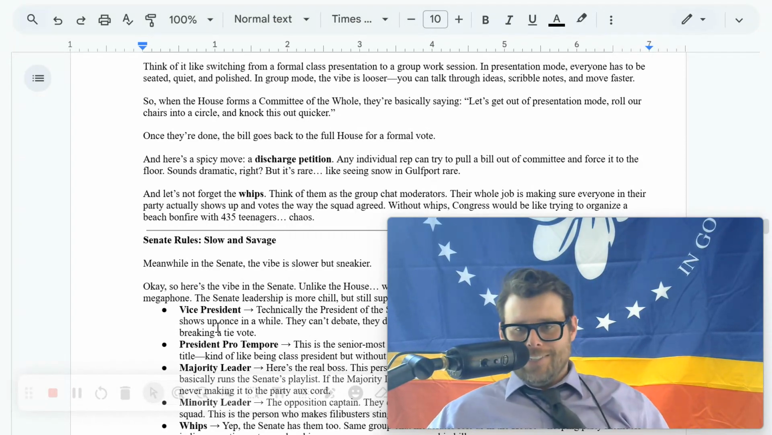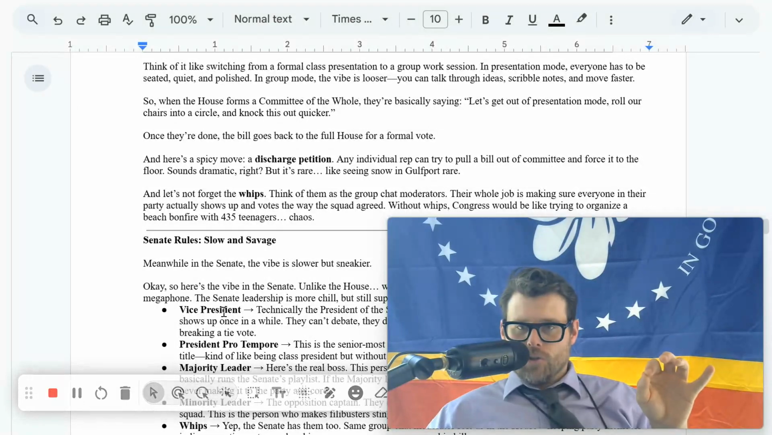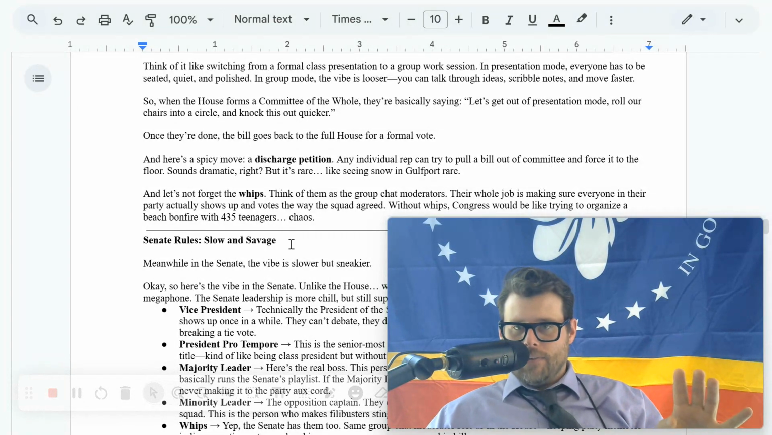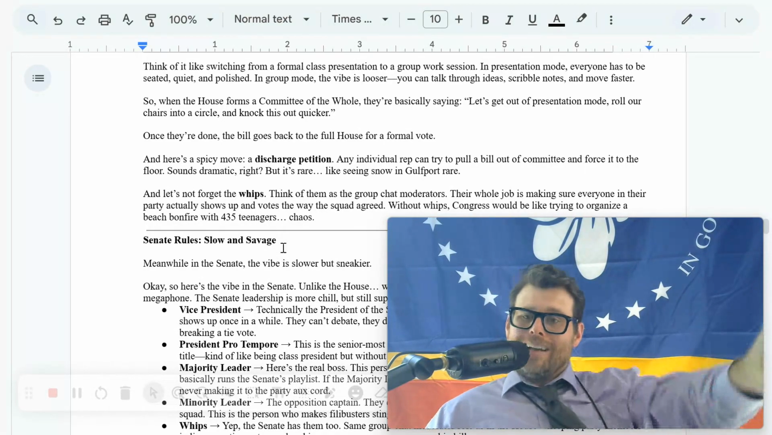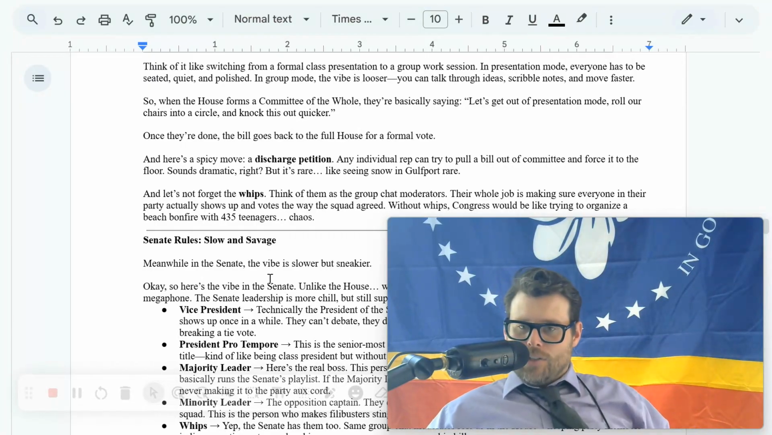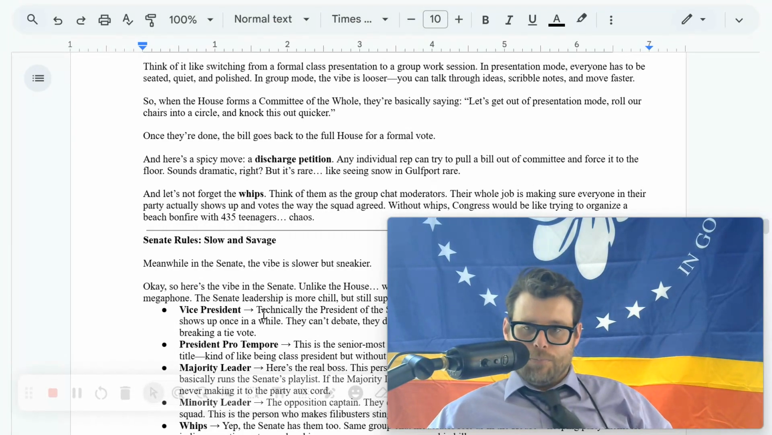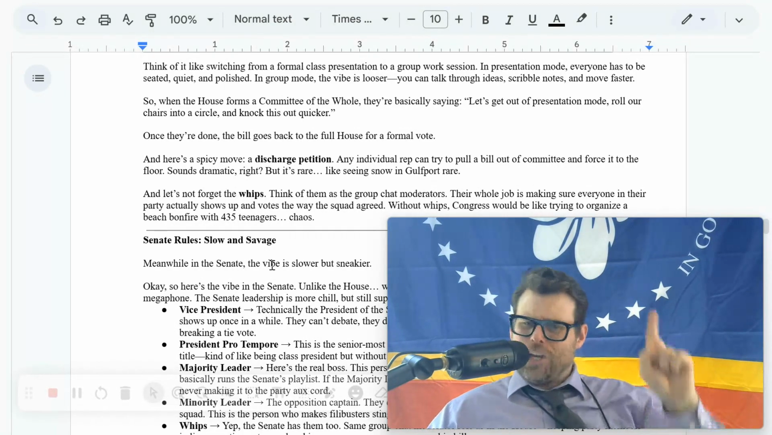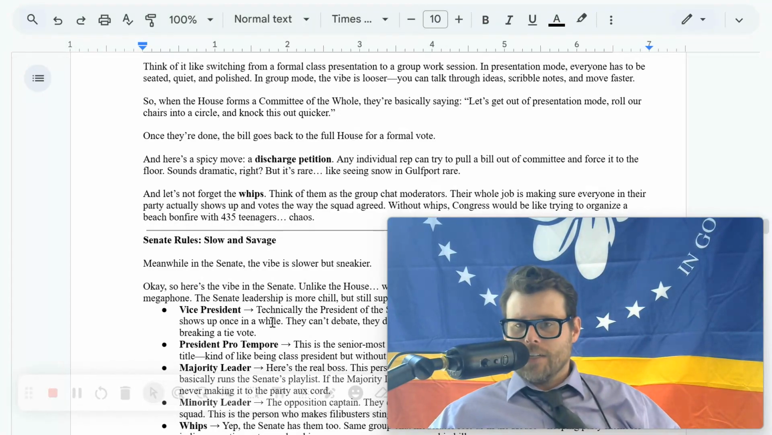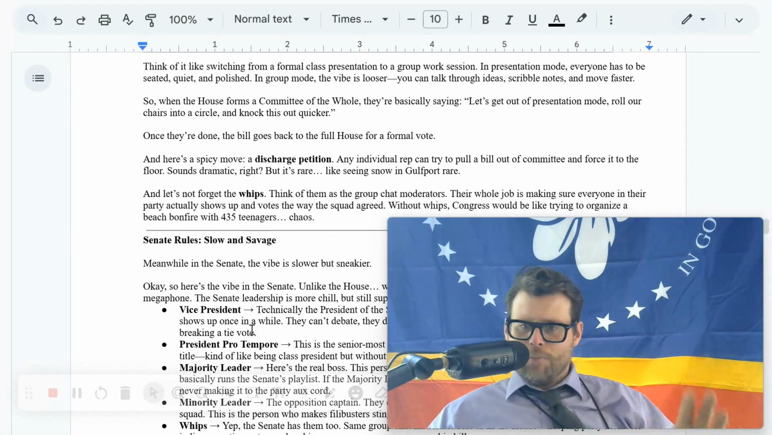And here's a spicy move, right? There's a discharge petition. And we need to know discharge petition because any individual representative can try to pull a bill out of a committee, a reluctant committee. Say this committee doesn't want to send it and eject it to the floor for debate. They just can't figure it out and they don't want to send it out, right? So a discharge petition discharges it, ejects it out of that committee who has it closed behind doors, and forces it to the floor. Sounds dramatic, right?